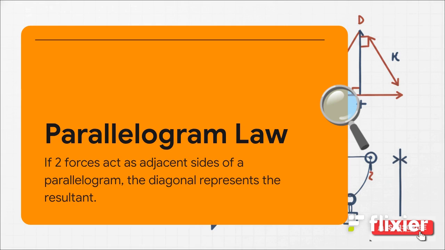Think of it like this. Imagine drawing two pulling forces as the sides of a box. The line that cuts right through the middle of that box, the diagonal, tells you exactly where the combined force is going, and exactly how strong it is.